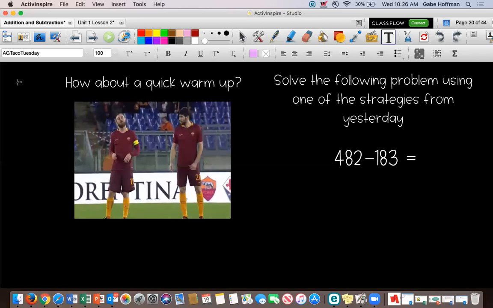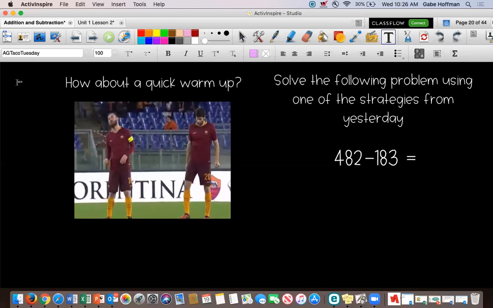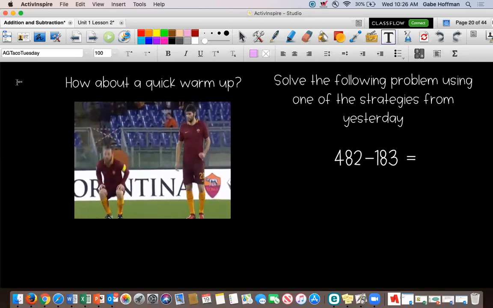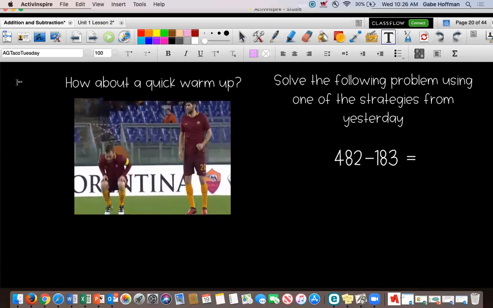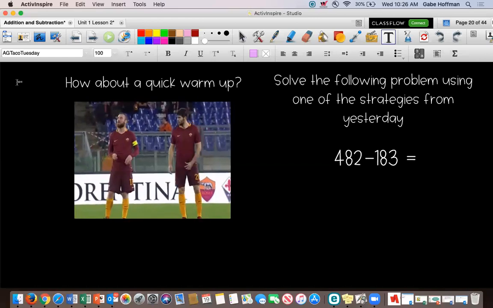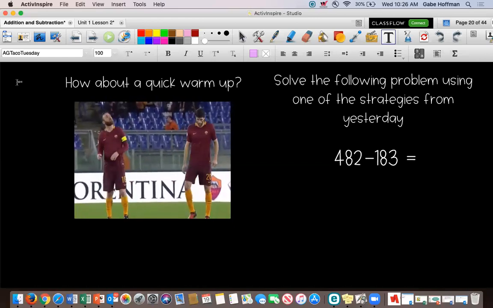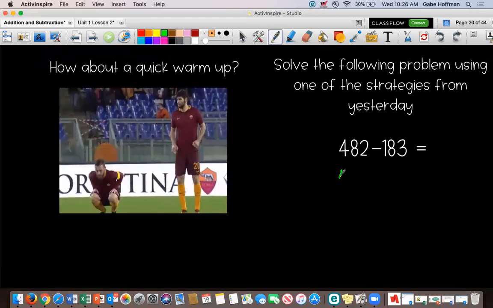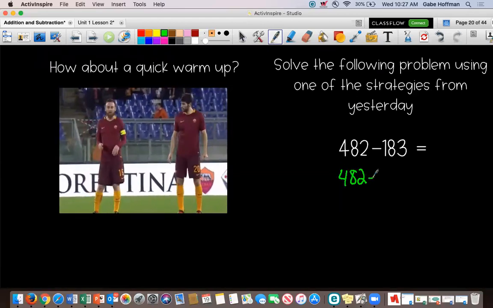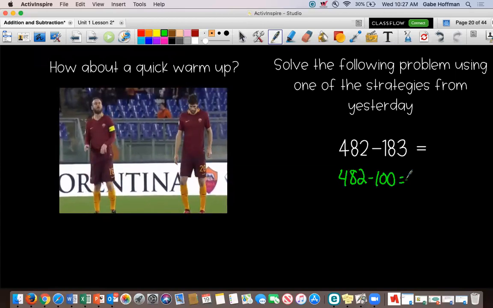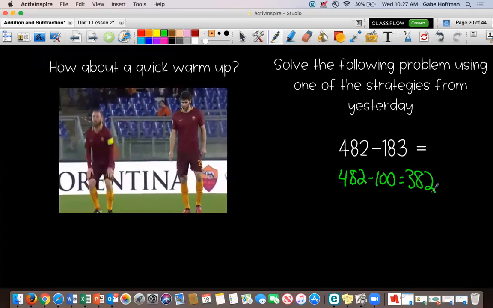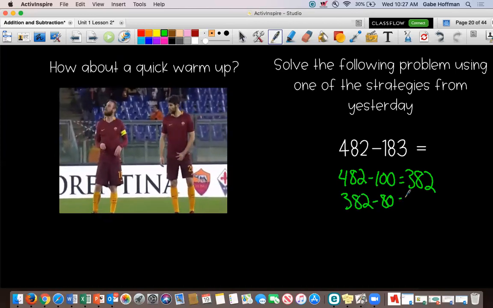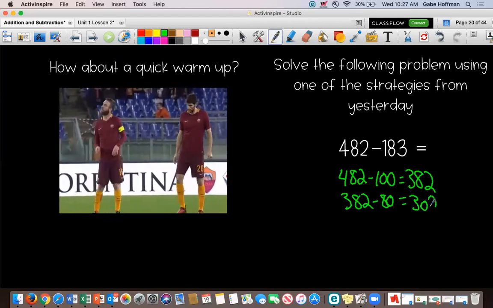First, I subtracted 100 from 482, and I got 382. Then I subtracted 80 from 382, and I got 302. Then I subtracted 3 from 302, and I got 299.